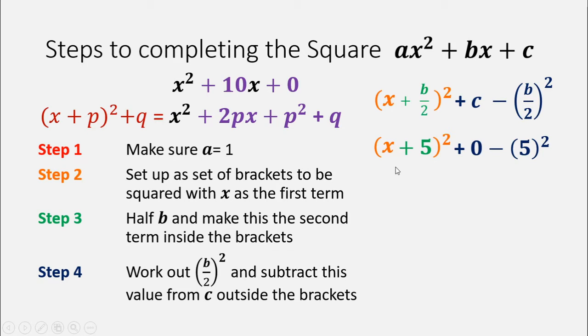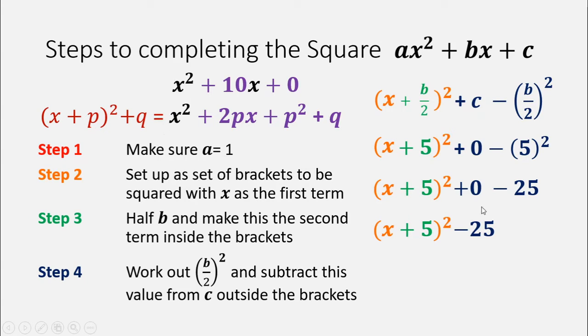Right, we need to simplify this. I'm not going to expand this out because I want to keep it in this format. I just want to figure out what q is. Okay, so I'll leave the bracket, and I'm going to simplify this. 5 squared is 25, so that's going to be 0 minus 25. And 0 minus 25 is negative 25. There we have it. x plus some number squared, x plus 5 squared, plus q. And q is negative 25. It can be a negative number.